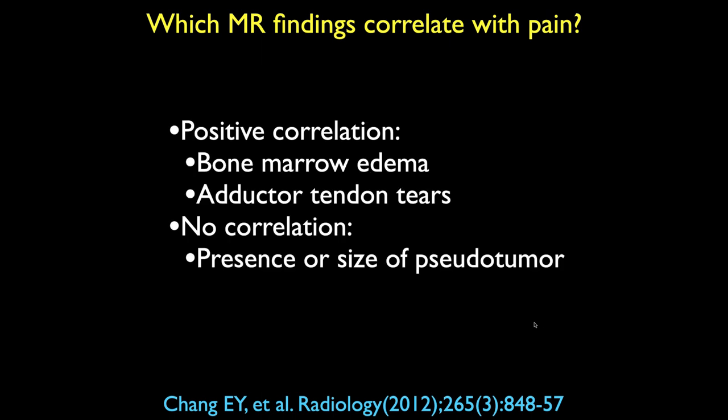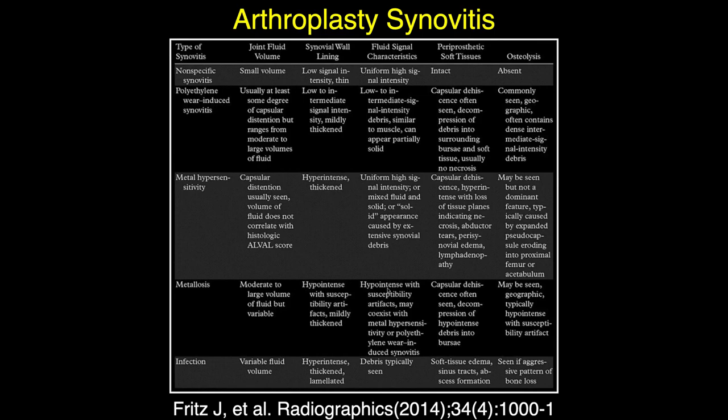So the question is, what MR findings in these patients correlate with pain? The positive correlations have been seen with increasing bone marrow edema and abductor tendon tears if you have them. But if you have pseudotumors or masses like that, that does not correlate with pain. It's more the bone edema.